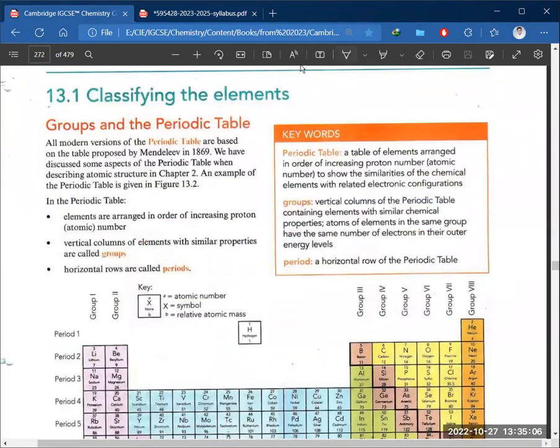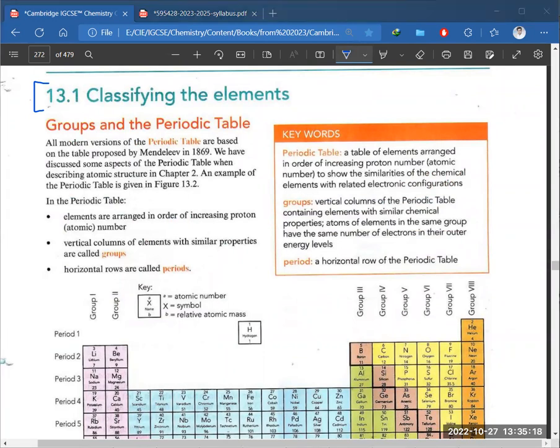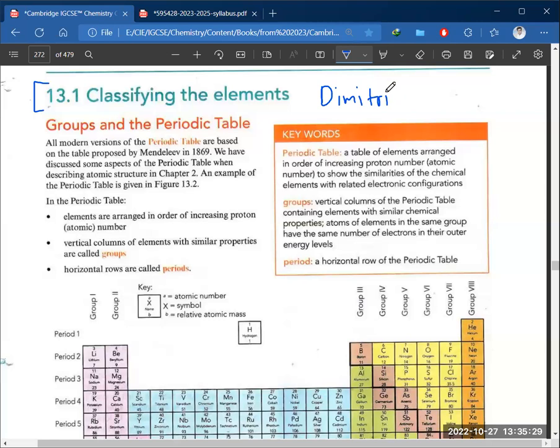Neha, start reading. Classifying the elements, groups in the periodic table. All modern versions of the periodic table are based on the table proposed by Mendeleev. So how do you pronounce that? That's Mendeleev, Dmitry Mendeleev. Okay. Mendeleev in 1869. We have discussed some aspects of the periodic table when describing atomic structure in chapter 2. An example of the periodic table is given in figure 13.2.